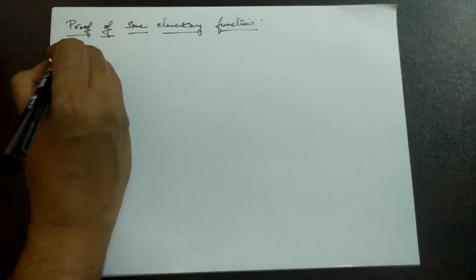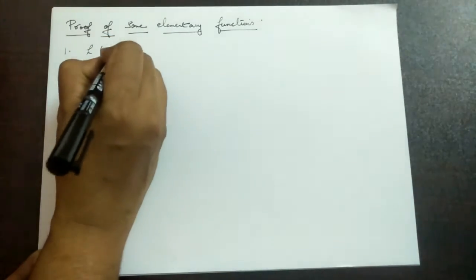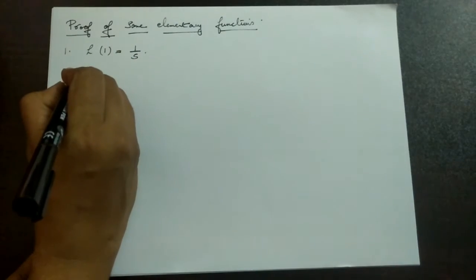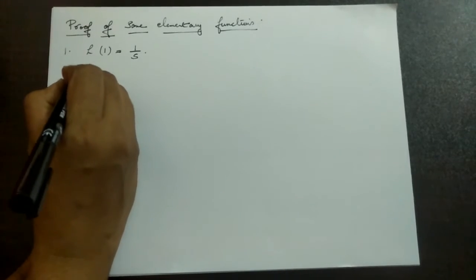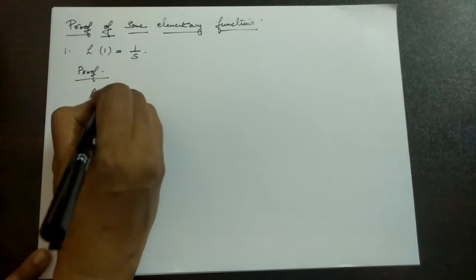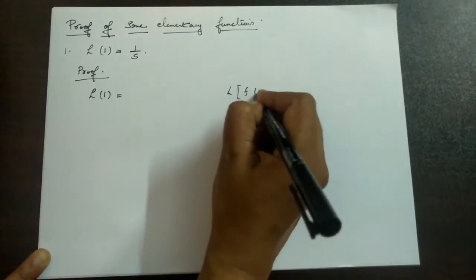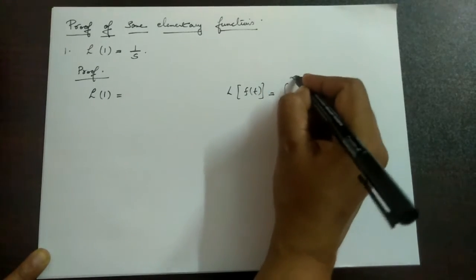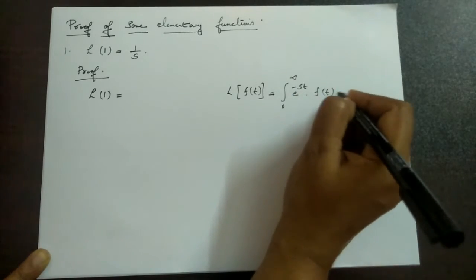Okay. First one, the Laplace transform of 1 is equal to 1 by s. Now we can prove this. For that, consider the right hand side proof. Laplace transform of 1. We know that the Laplace transform of f of t is integral from 0 to infinity e raised to minus st f of t dt.